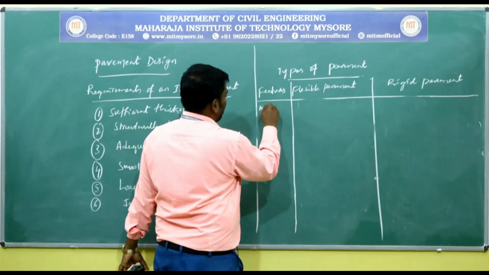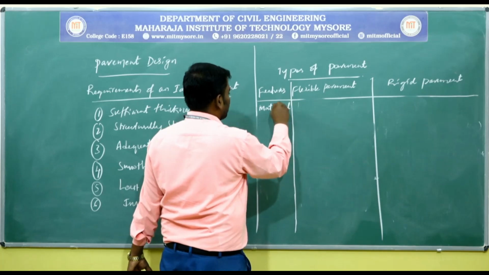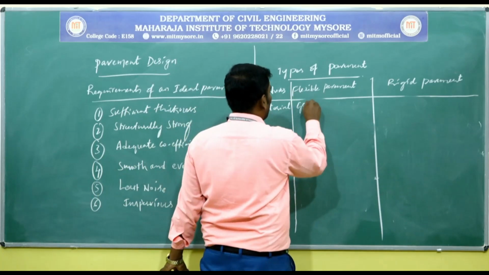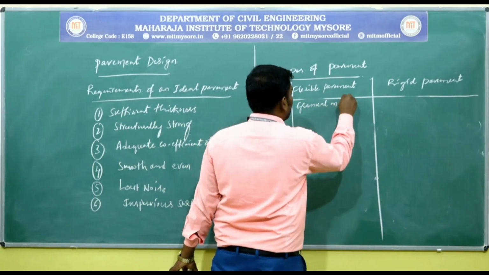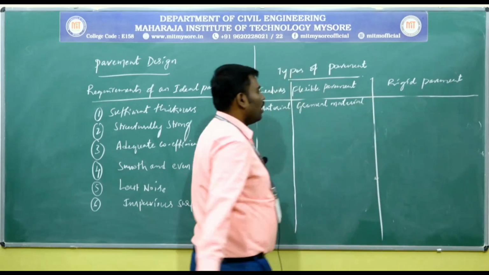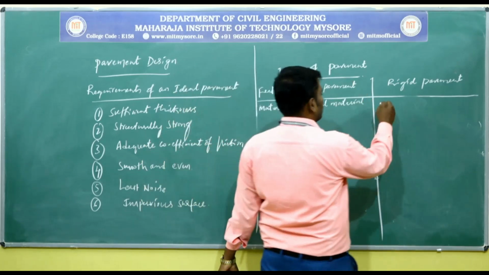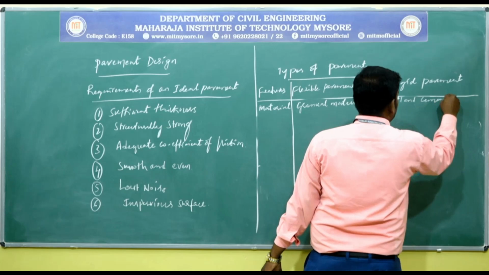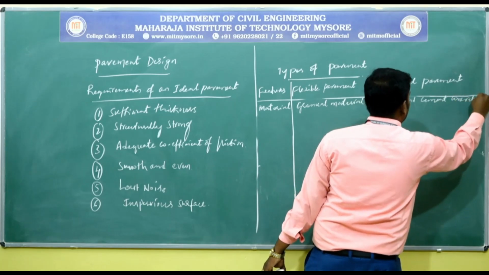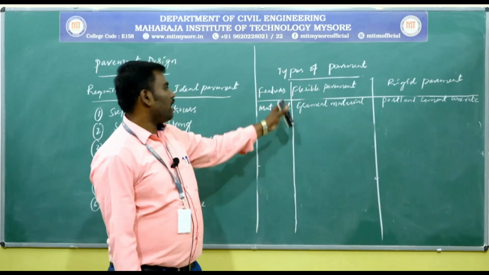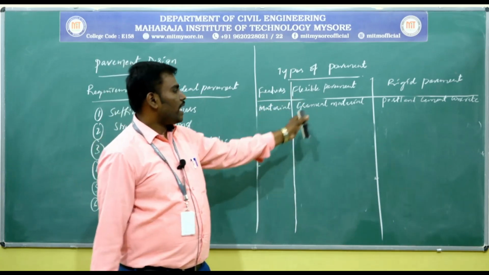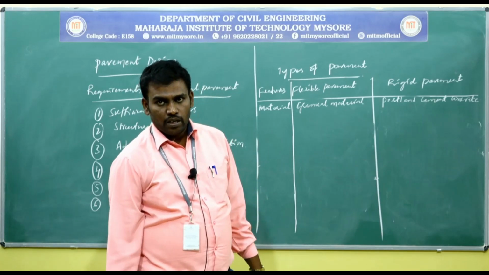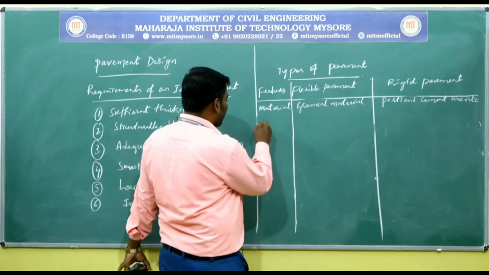Next it is material. For a flexible pavement, it is granular materials. Whereas for rigid pavement, the material is Portland cement concrete. Is it clear?